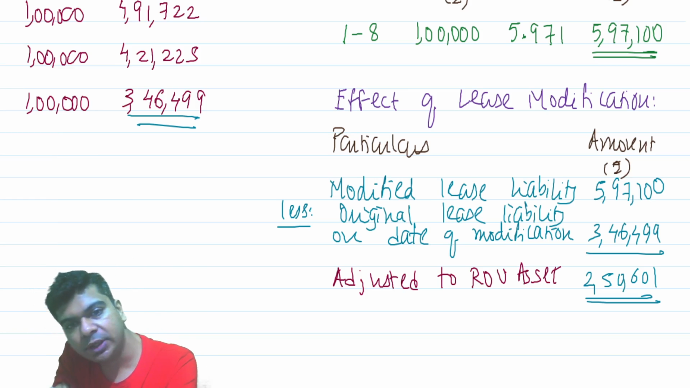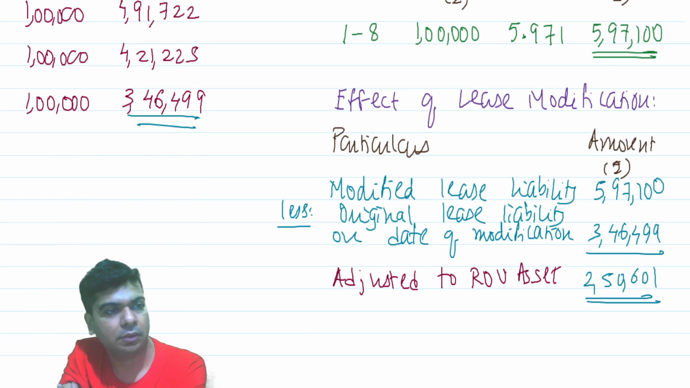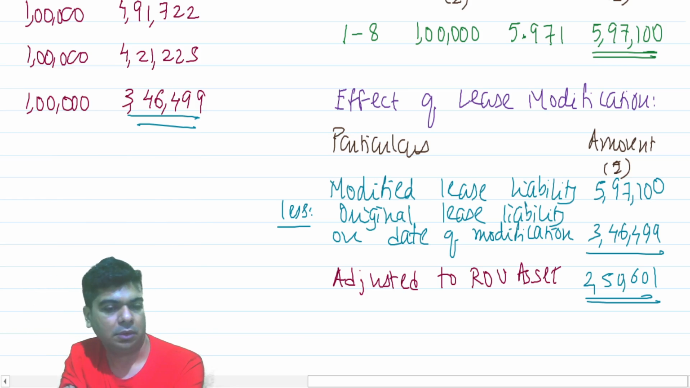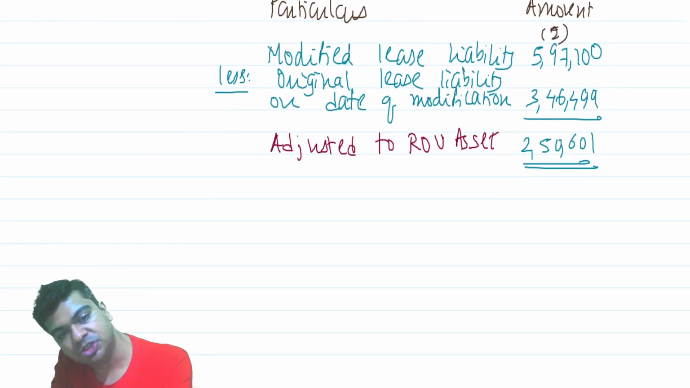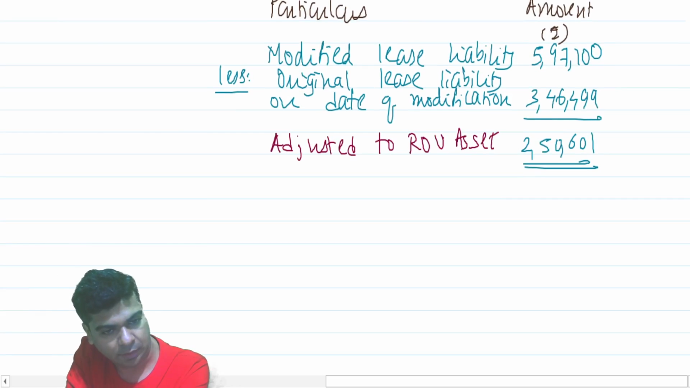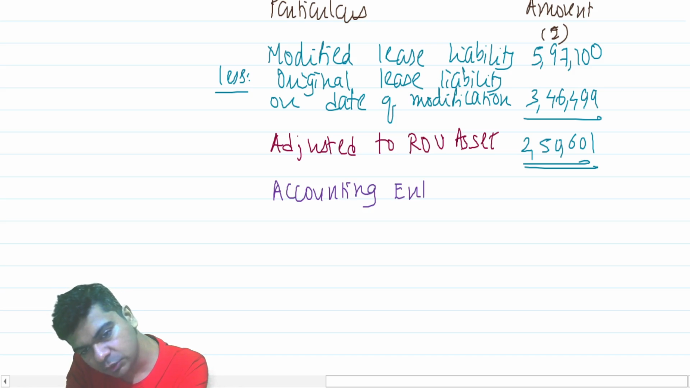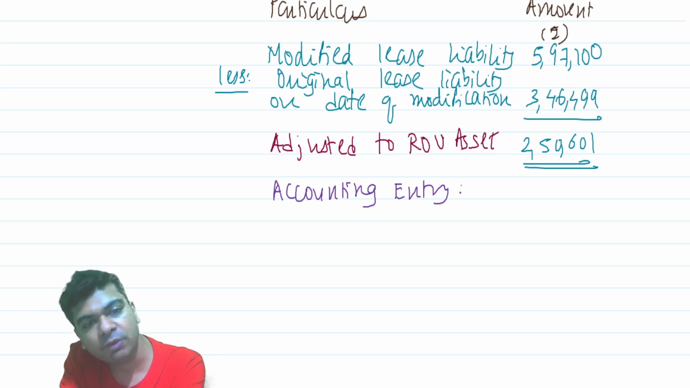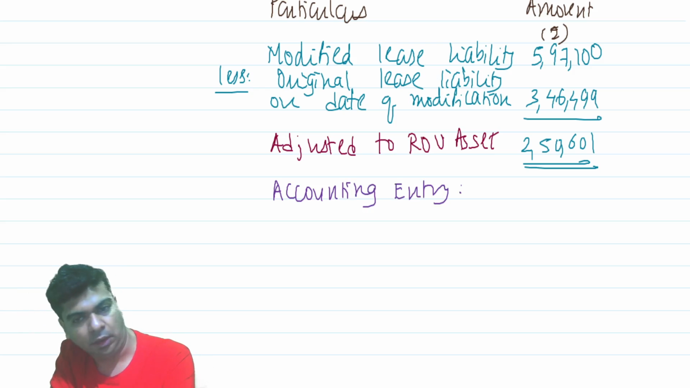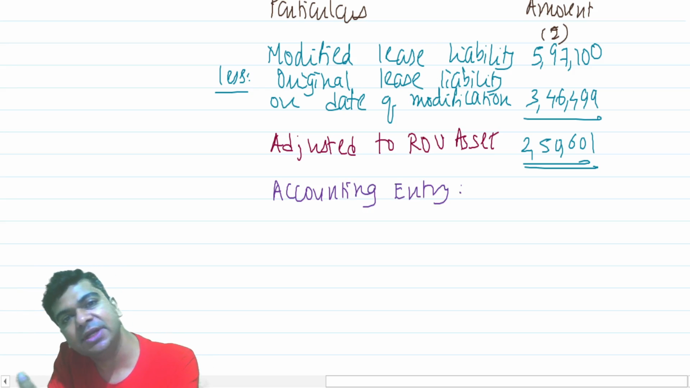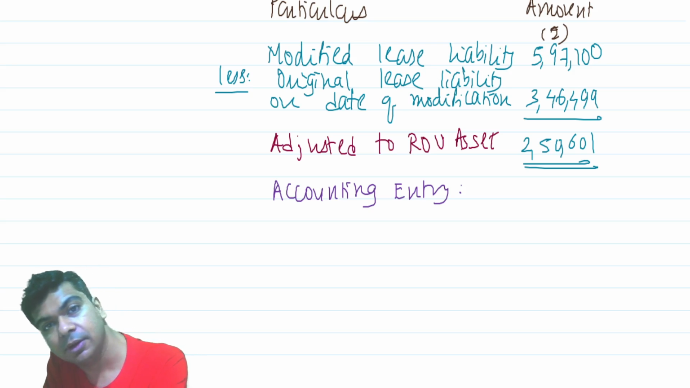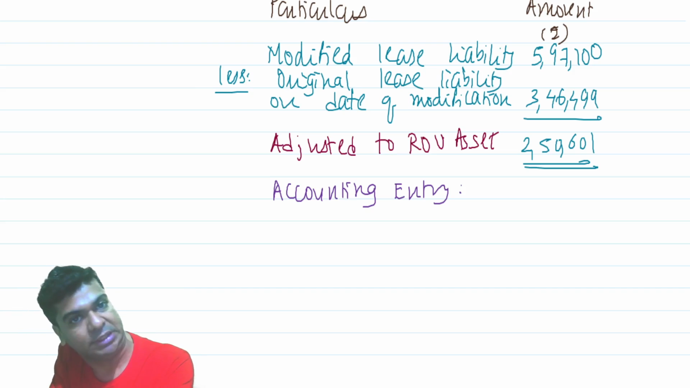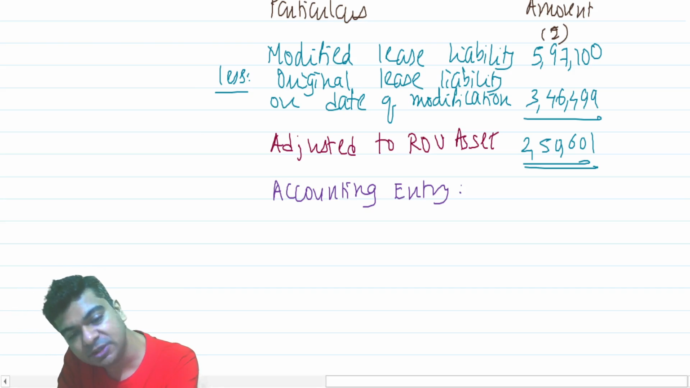Just pause the video here if you are still doing it. They haven't asked for it, but we can propose an accounting entry. Okay. We can suggest an accounting entry over here. What do you say? What can be the accounting entry? The lease liability is increasing, so lease liability will be credited. What shall be debited? We are saying adjusted to ROU asset, so ROU asset will be debited.